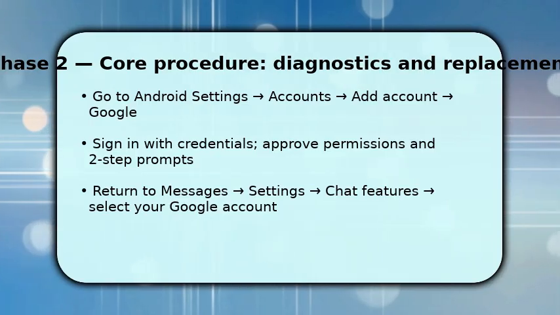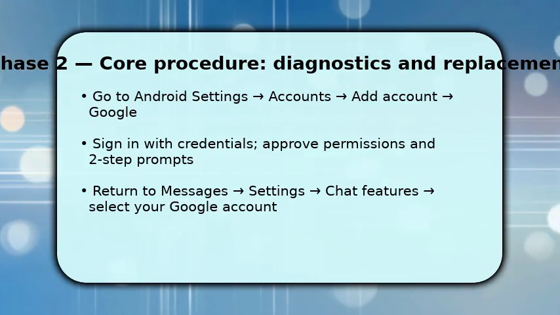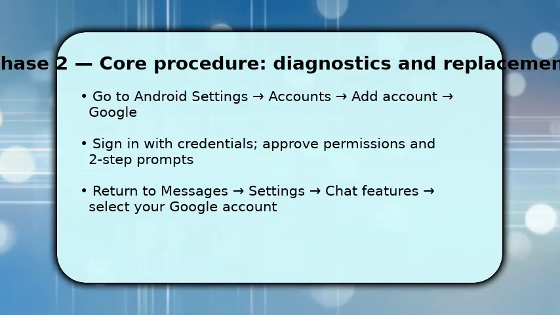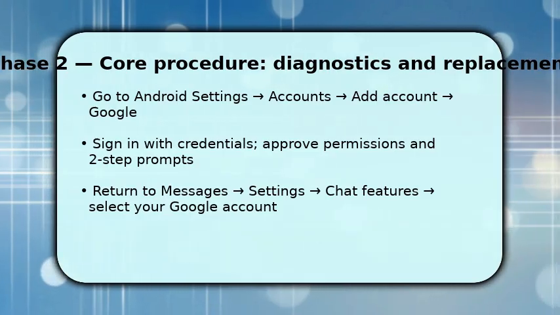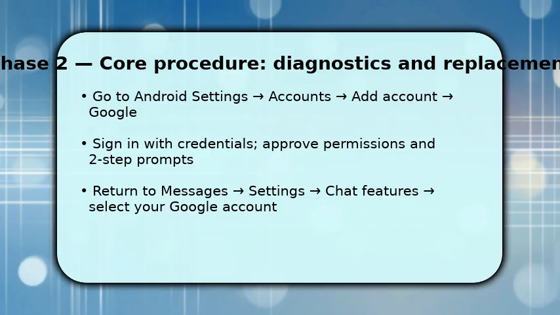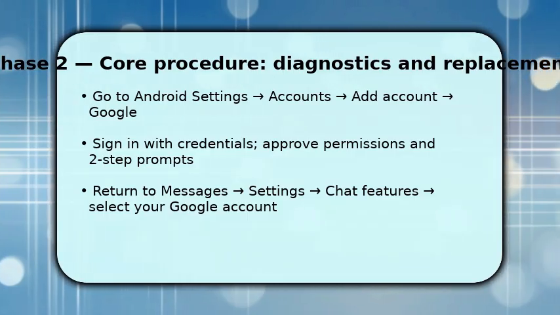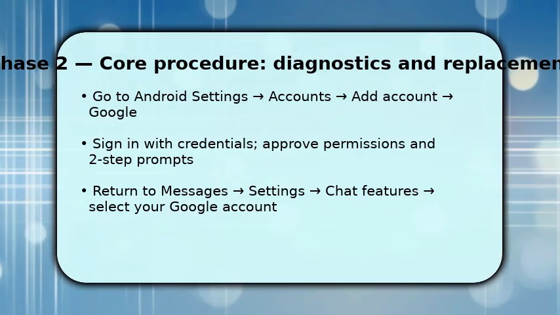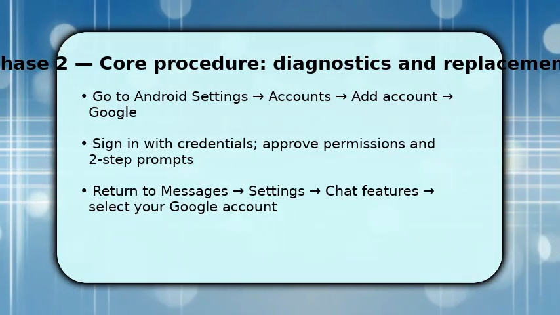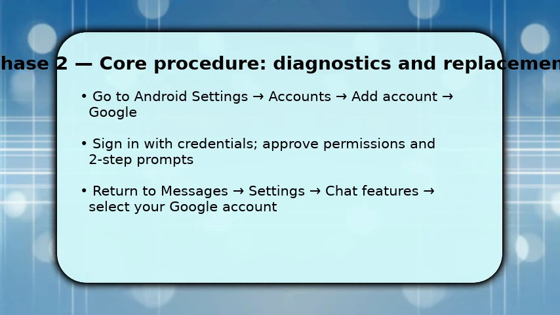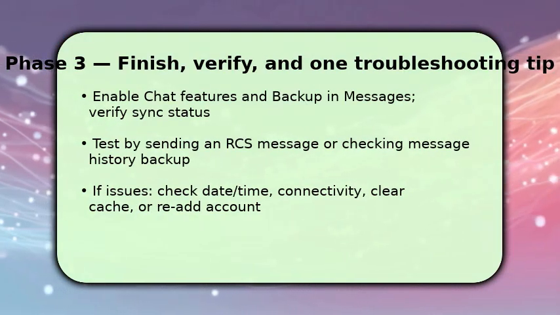Once signed in, go back to Messages, open Settings, and under Chat features or Account choose that Google account so Messages can enable RCS and backups. This ties your Messages to the correct Google identity and sync settings automatically. You finish by enabling chat features and backup inside Messages, then confirm sync status. You should see your Google account listed.